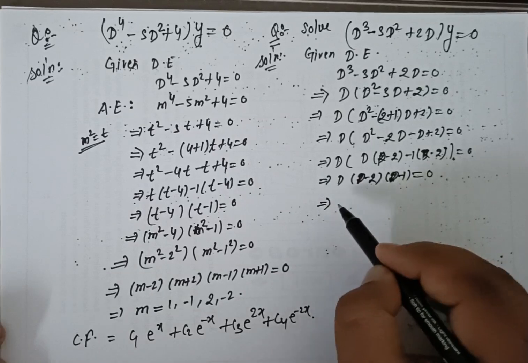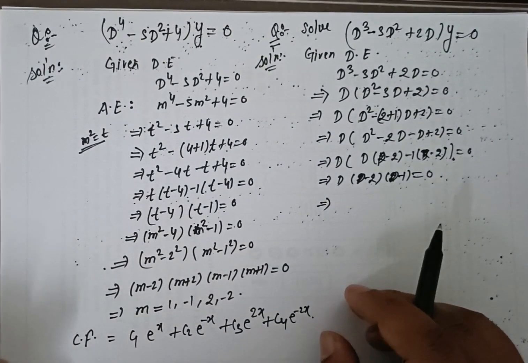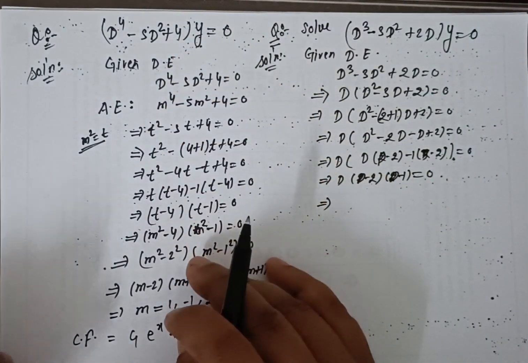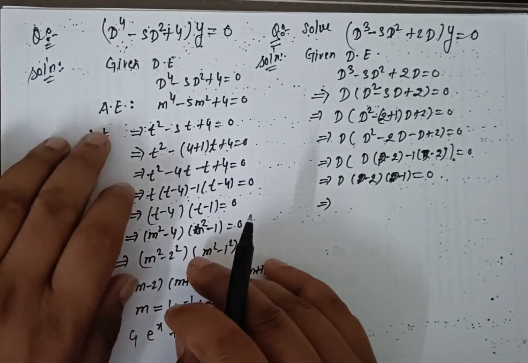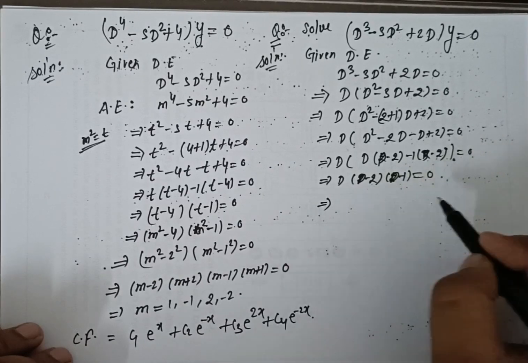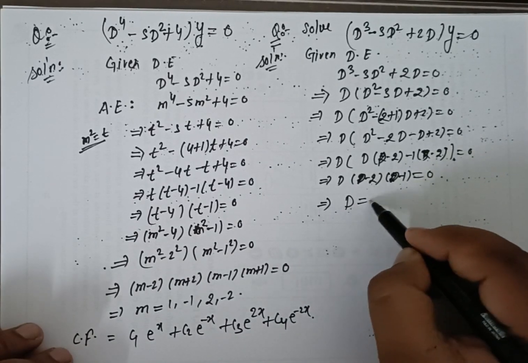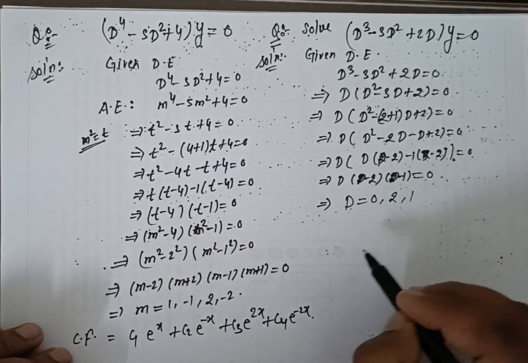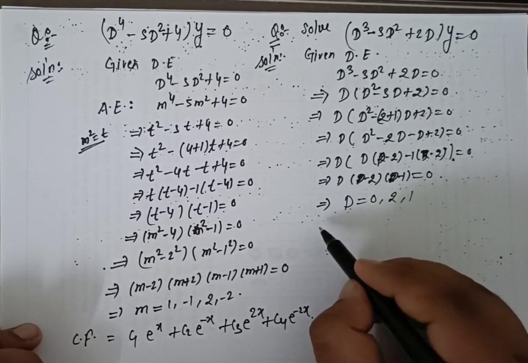So we can solve it in terms of d also. Here we have solved it in terms of n, considering d as m. Here we can solve it in terms of d directly. It is the right way also. So d equals 0, 2 and 1. These are the 3 roots of this differential equation.